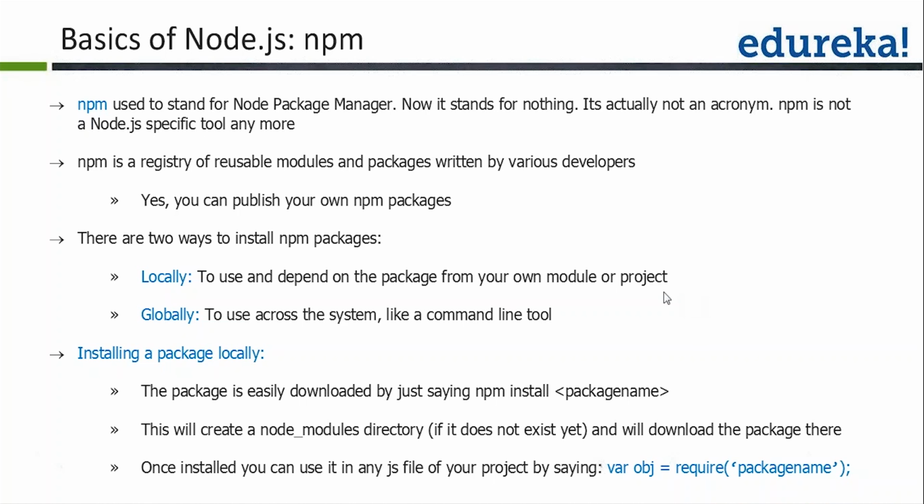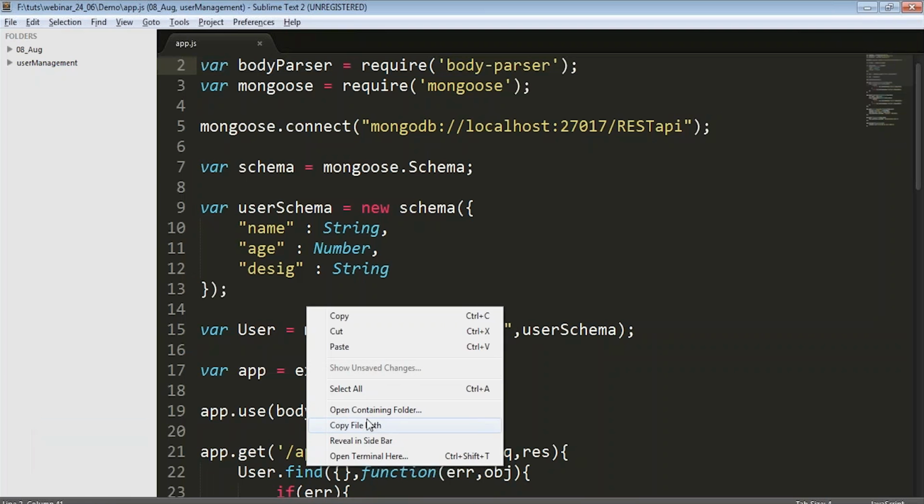Okay, so let's go for a small demo. Let's see how we can build a Node.js application. First, what you have to do is go to nodejs.org and install Node.js on your machine. Once you install Node.js on your machine, let me open a terminal.